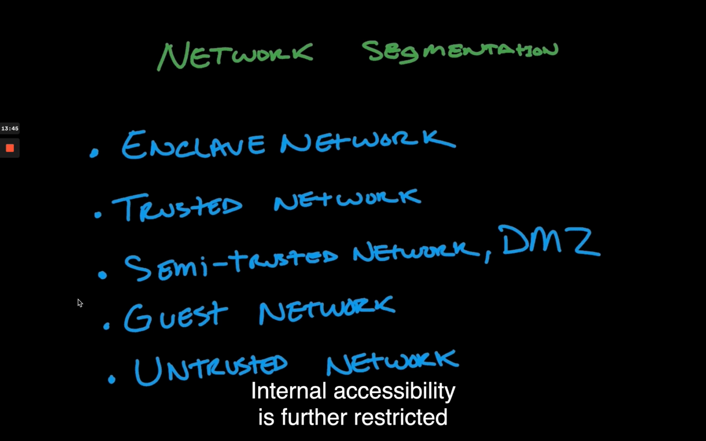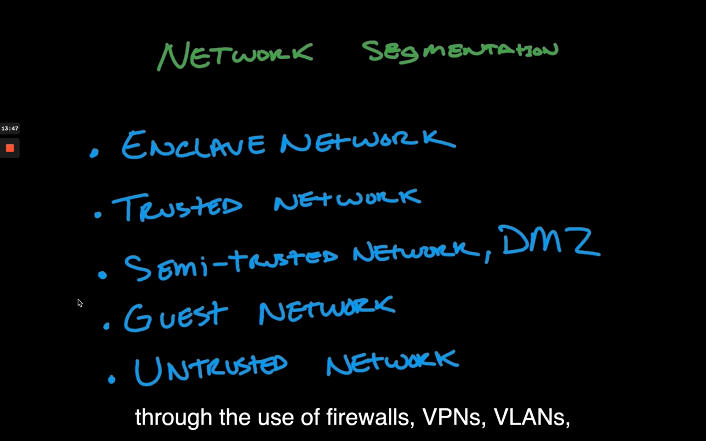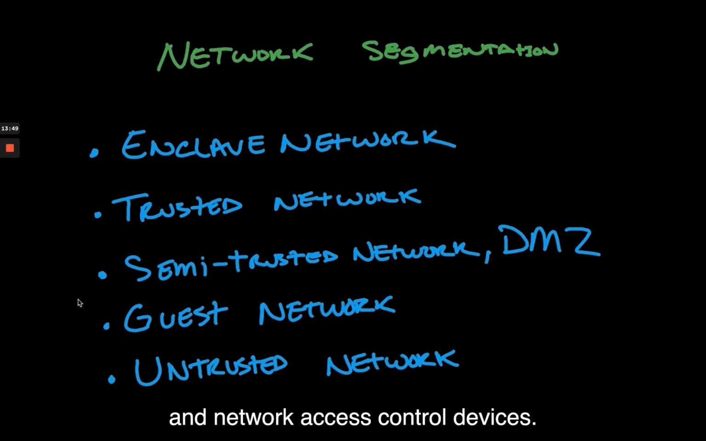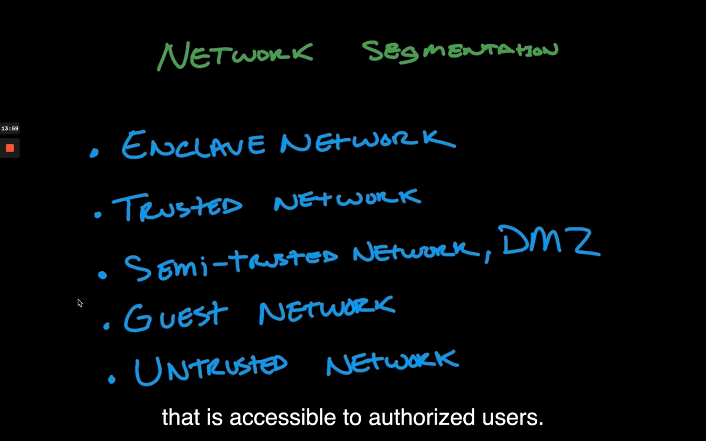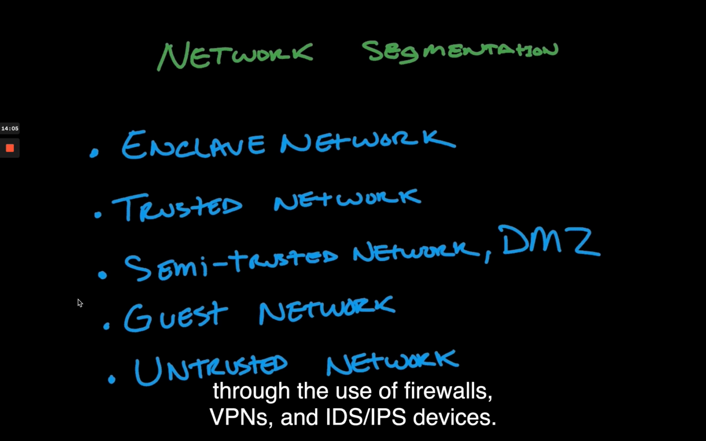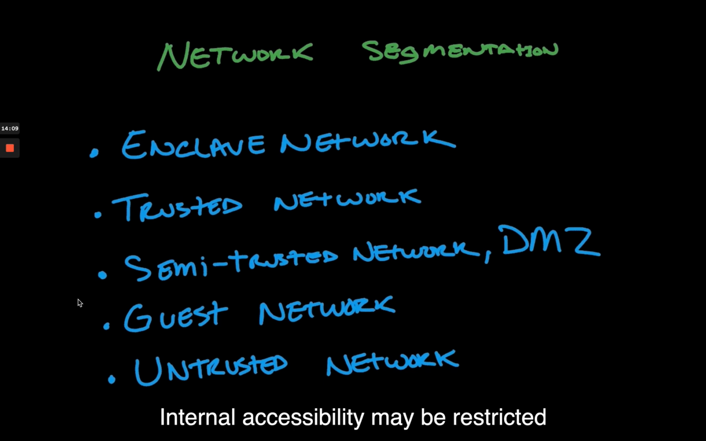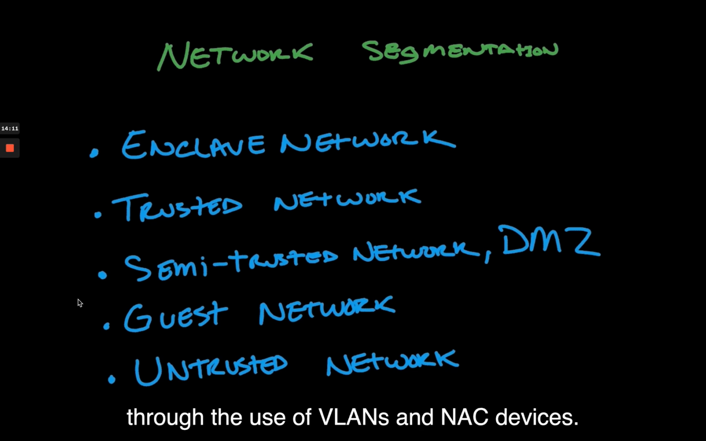Internal accessibility is further restricted through the use of firewalls, VPNs, VLANs, and network access control devices. A trusted network, wired or wireless, is the internal network that is accessible to authorized users. External accessibility is restricted through the use of firewalls, VPNs, and IDS/IPS devices. Internal accessibility may be restricted through the use of VLANs and NAC devices.